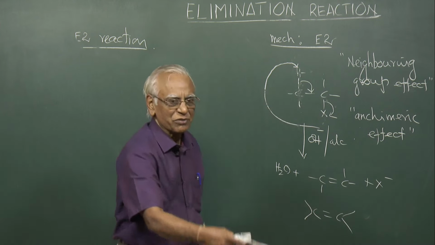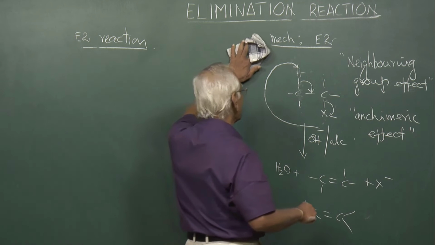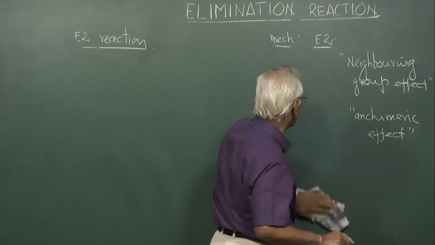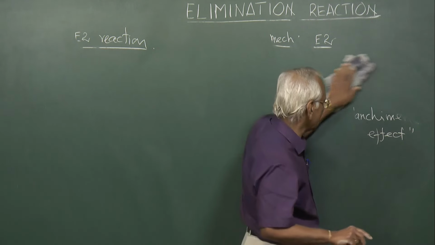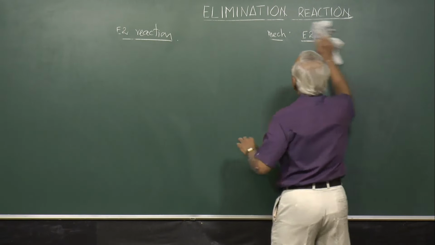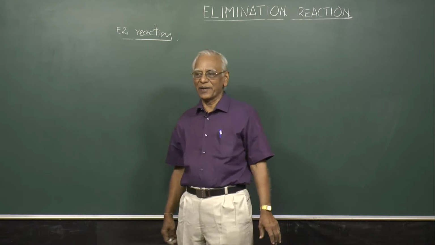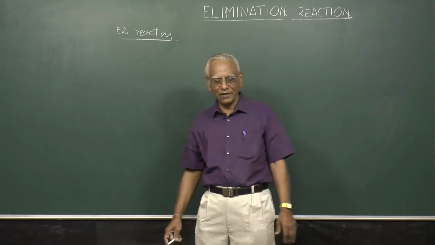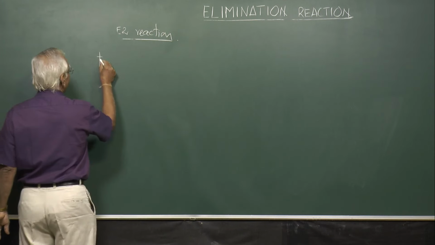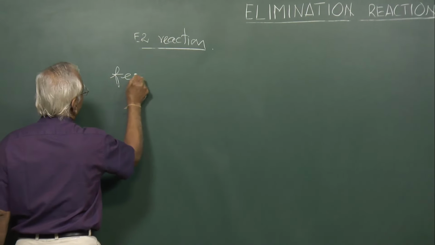That could be another question based on this: the nature of the bond dissociation enthalpy with the beta hydrogen atom. Okay. Now, we have to give evidences for the mechanism. We are in the evidences, and for that we should know the features of the E2 reaction.